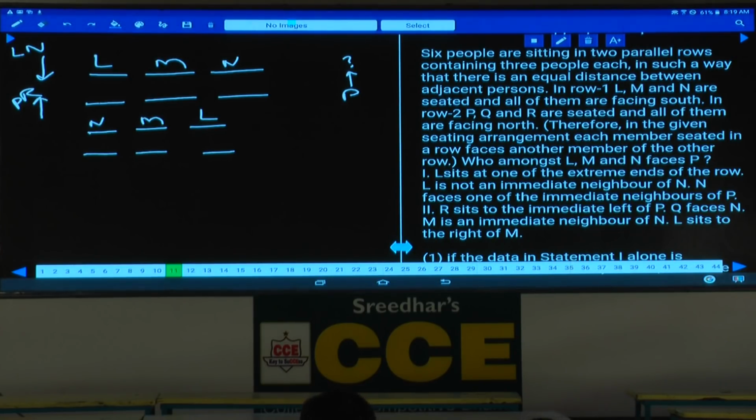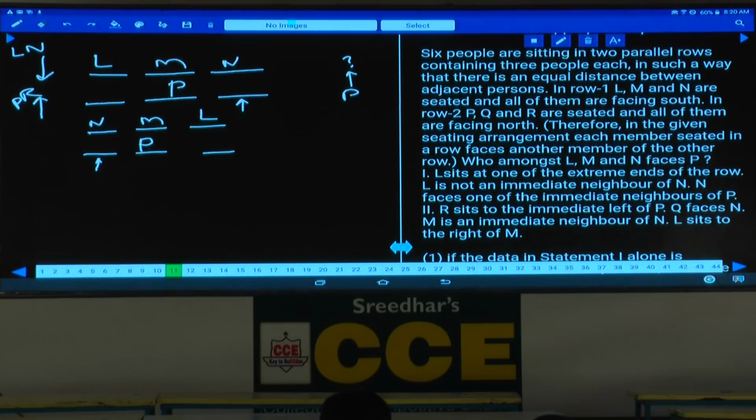As M is at the center, and L is not an immediate neighbor of N, N faces one of the immediate neighbors of P. As N faces one of the immediate neighbors of P, hence P must be here. And here also N faces one of the immediate neighbors of P, P will be here, because the person who is facing N is here and this person is adjacent to P. Then with the help of this one, how many possibilities do we have? We have 2 possibilities. Though there are 2 possibilities, in both the possibilities we are getting the same answer.